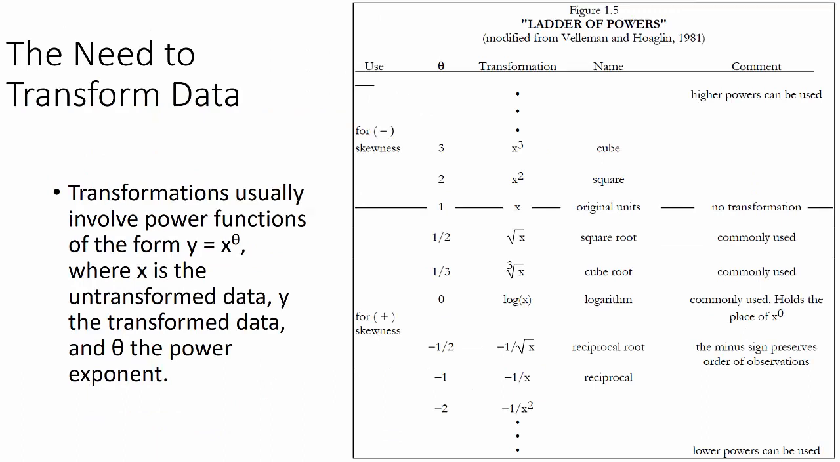Transformations usually involve power functions of the form y = x^θ, where x is the untransformed data, y is the transformed data, and theta is the power of the exponent. So here's a nice ladder of powers framing, where we have 1, x, the original units, where there's no transformation. And if we have negative skewness, we can square the data, we can cube the data, all the way up to whatever power you need in order to correct the negative skewness. Or on the right-hand side, we can do the square roots, cube roots, the logs, reciprocal roots, and so forth in order to move the mean closer to the median.